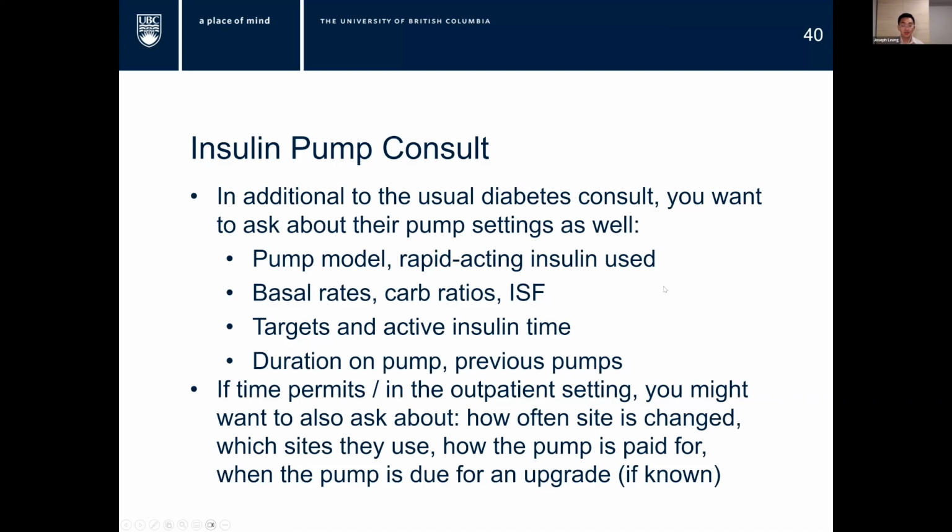If time permits or in an outpatient setting, you might also want to ask about how often the sites are changed, which sites they use, how the pump is paid for, when the pump is due for an upgrade. So these are all things that you might consider.